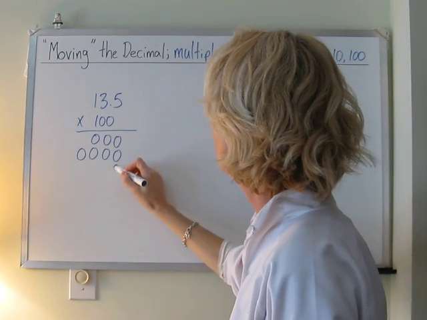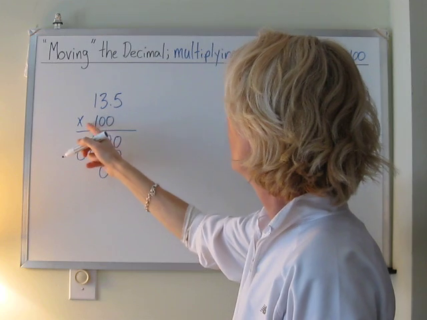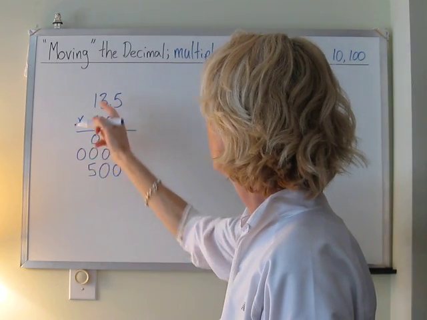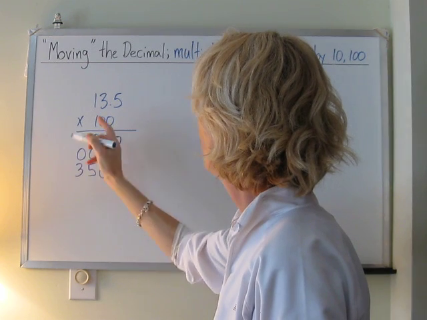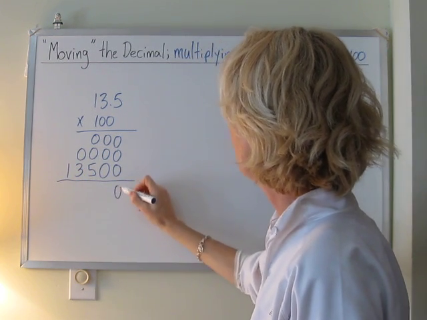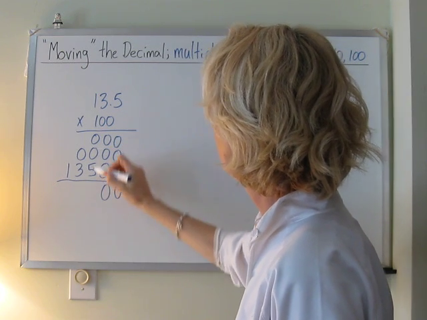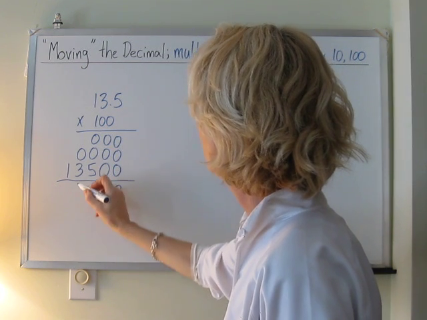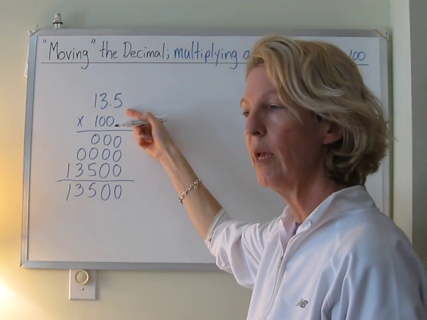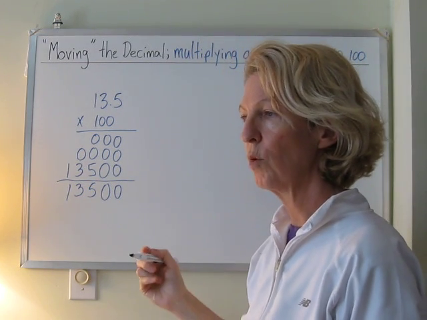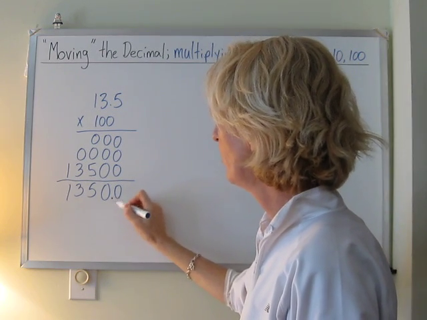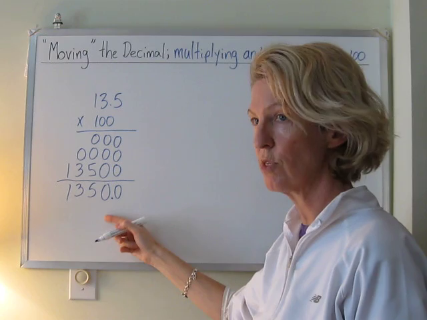Now we're going to do the hundreds. We need 2 zeros here. 1 times 5? 5. 1 times 3? 3. And 1 times 1? 1. Now we're going to add all this up, and we have 0 here, 0 here, 5 here, 3, and 1. How many decimals did we have in our work? 1. Okay, so that means we've got 1 decimal position here, and that is our answer.